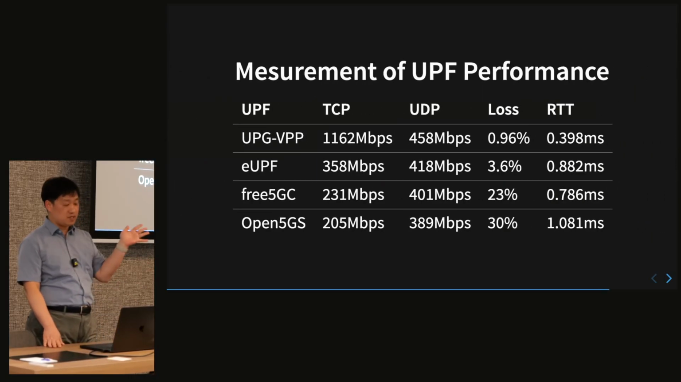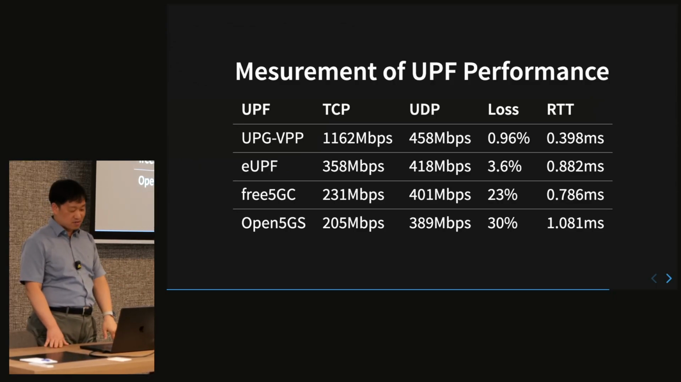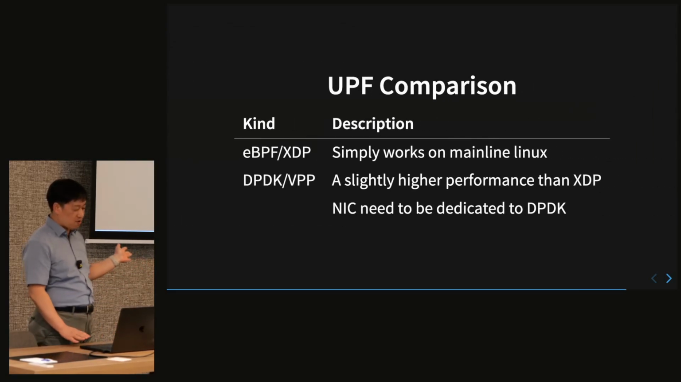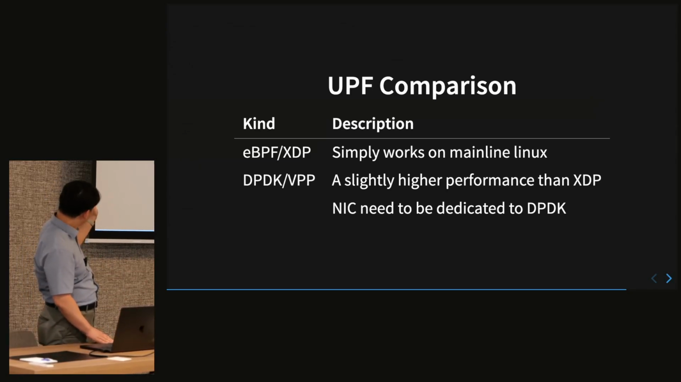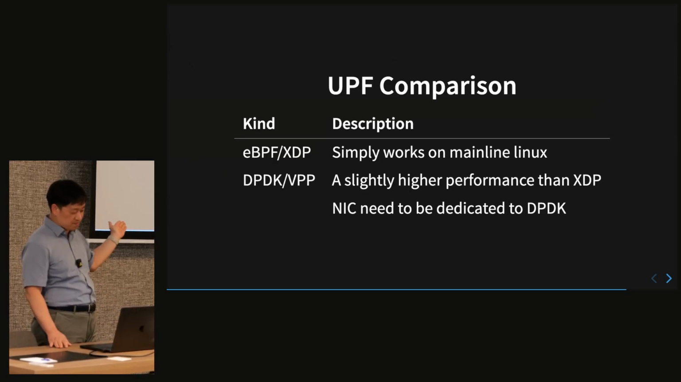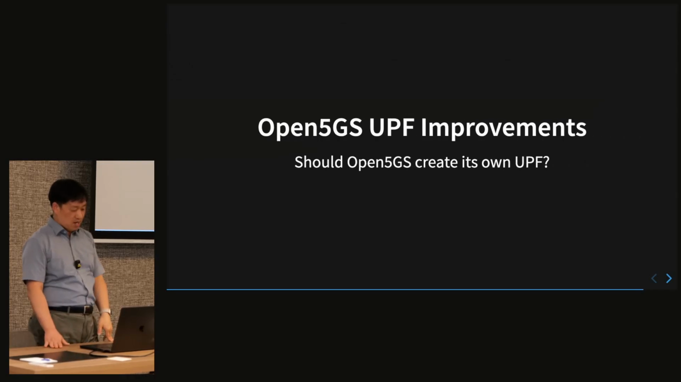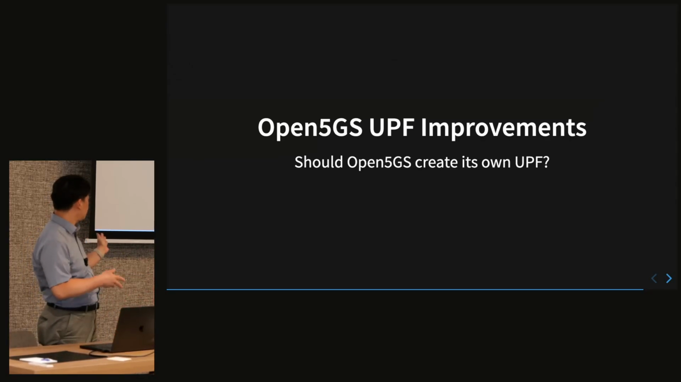UPF performance test results are currently being shared. The reliability of this test is unknown, but the performance of Open5GS is poor. So I started thinking about what to do with the Open5GS UPF. To improve performance, we can think of eBPF, XDP, DPDK and VPP technology. DPDK and VPP perform slightly better, but NIC support is limited. Is it a good idea to re-implement the Open5GS UPF with a new technology, or alternatively, we can utilize an already developed eUPF or UPG-VPP? I'm still trying to figure out what to do with the UPF.